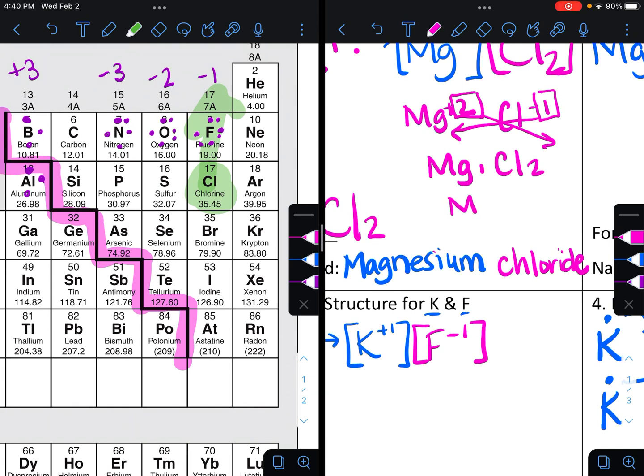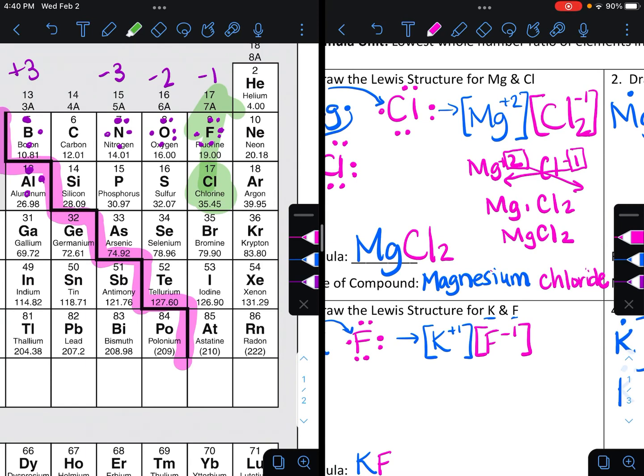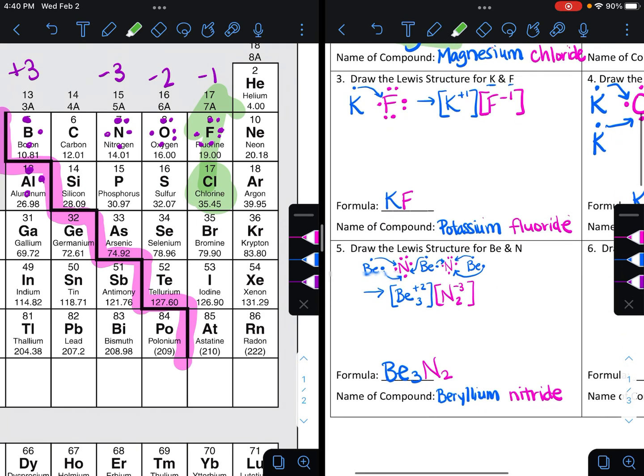Now remember, we don't typically write the 1. So we just assume it's there. So my overall formula would be MgCl2. I can double check that with what I already have from when we did this assignment before. And that's right, MgCl2. That's the crisscross rule. So I'll show that again.